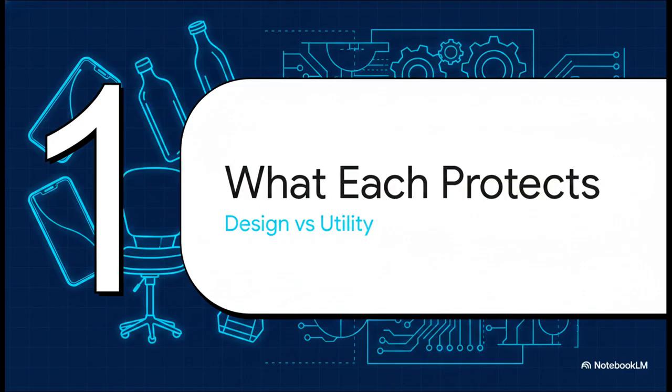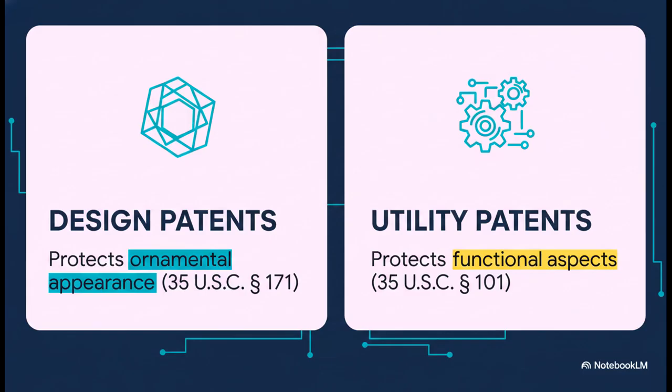Section 1. What each protects. We really have to start by establishing the foundational split in patent law, which is the difference between a product's appearance and its function. Under 35 U.S.C. Section 171 of the Patent Code, that's the federal statute governing this, a design patent protects the non-functional ornamental appearance of an article. Think of its specific shape, configuration, or surface decoration. On the flip side, under Section 101, a utility patent covers the functional aspects, like the way a thing works or how it's actually made.